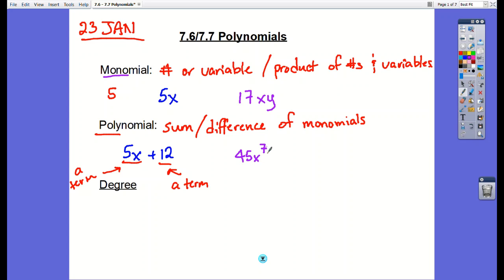Same thing if you looked at 45x to the 7th plus 3x plus 3. This has three individual terms, right? There's one here, here, and here. So a polynomial simply means you're adding or subtracting monomials together. And degrees. So degrees of polynomials actually becomes important throughout the semester. It's going to seem like it doesn't mean a lot, but it actually comes up a lot. So let's start with the degree of a monomial.